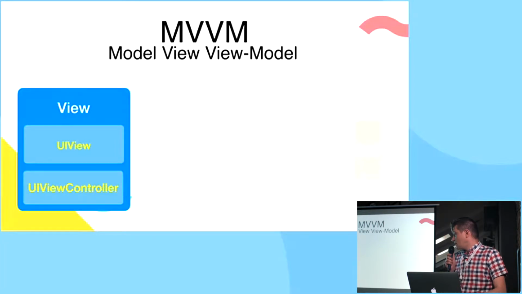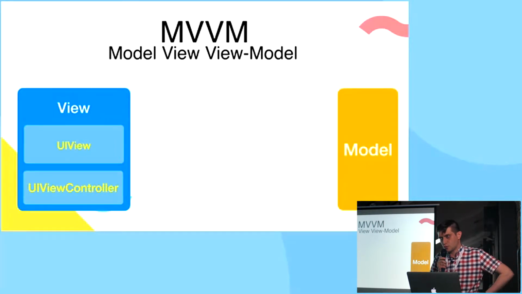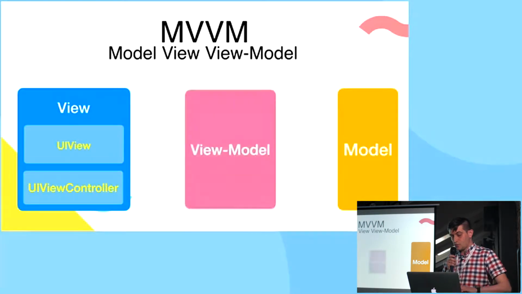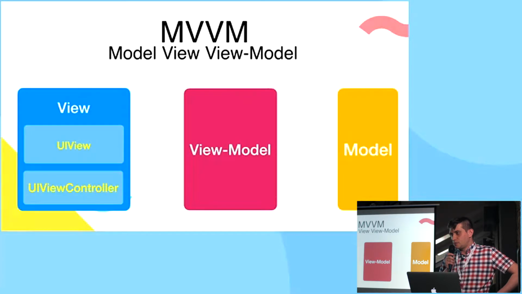And another component, the model, is actually the same as it was in Apple MVC, because it represents the data layer of the application. And finally, the most important, the view model. The view model is the mediator between the view and the model. The view model is responsible for translating data from the model part into something the view can understand and represent on UIView. And on the opposite side, the view model is also responsible for translating user actions from the view part into something the model will understand, so, for example, data changes.